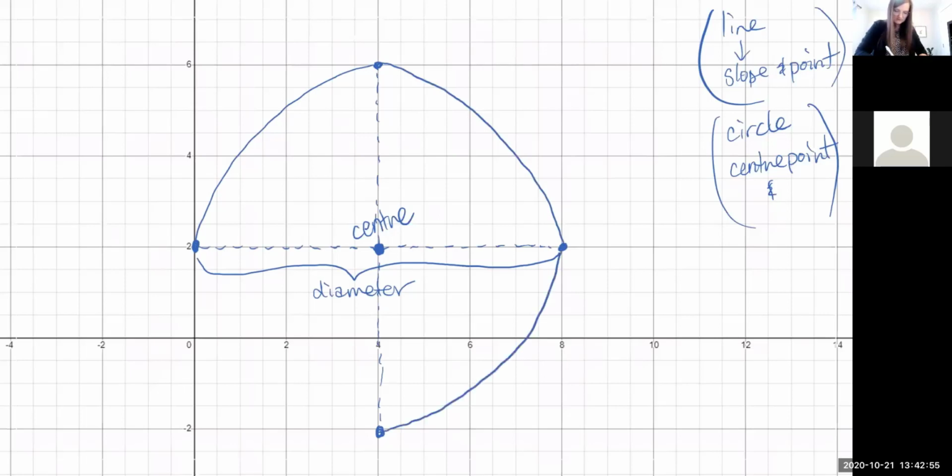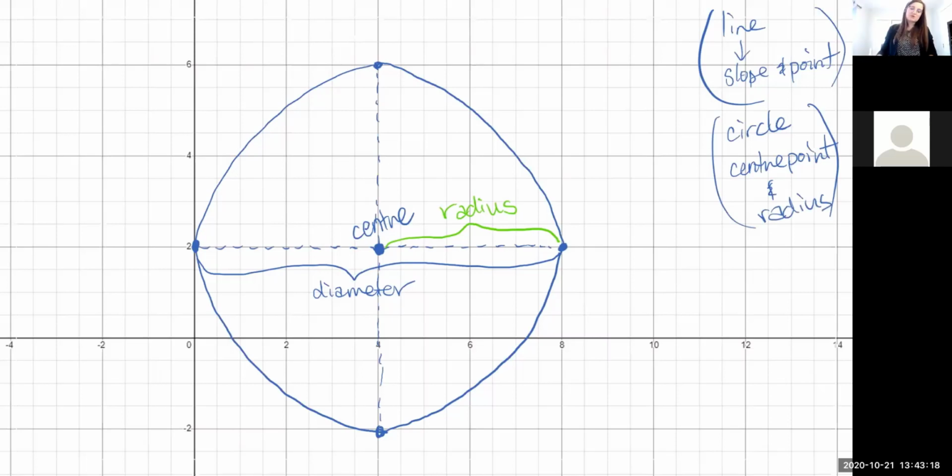Excuse my circle drawing skills. I'm looking for the name of this part. It starts with an R. Radius. Okay, good. So we need a center and a radius.